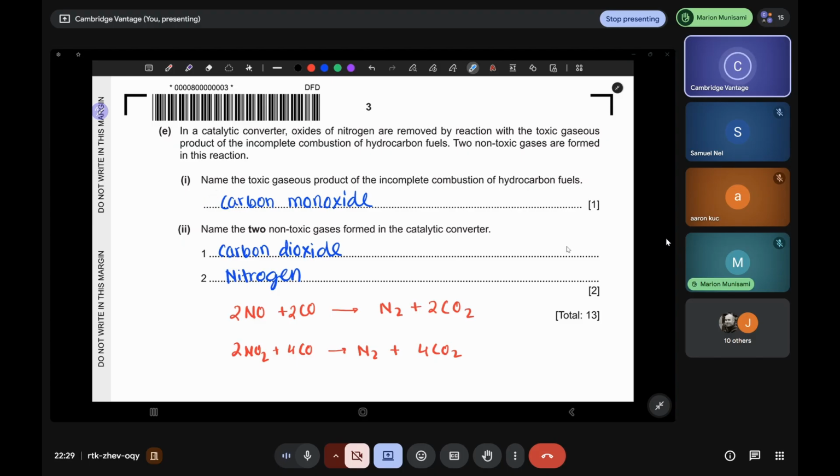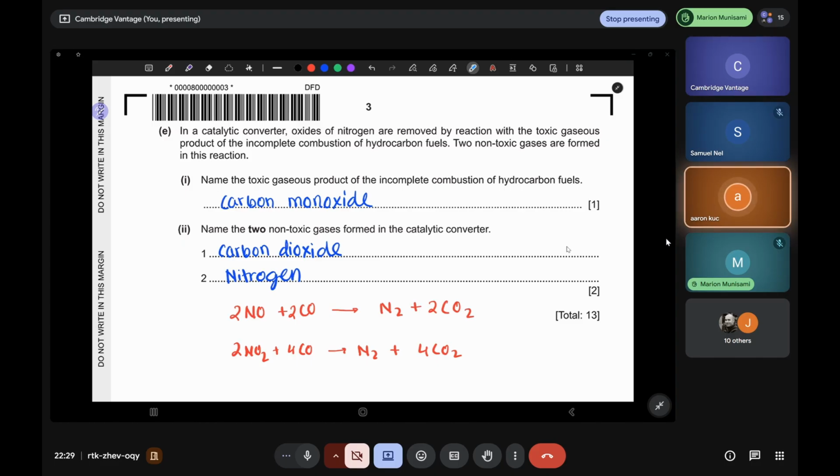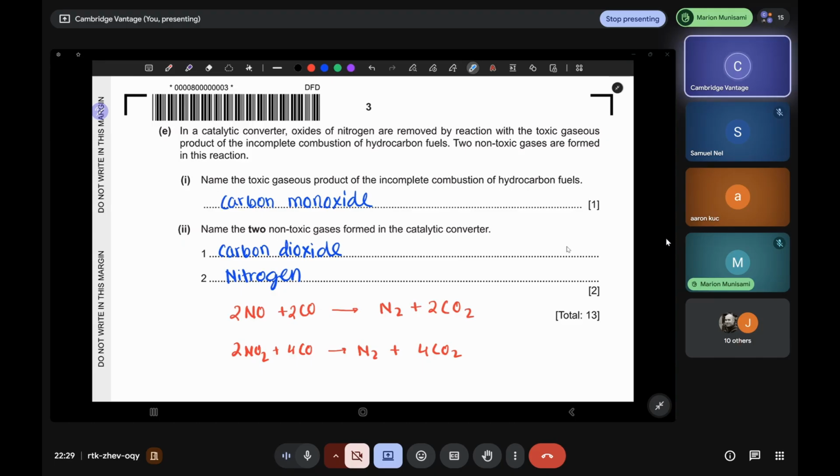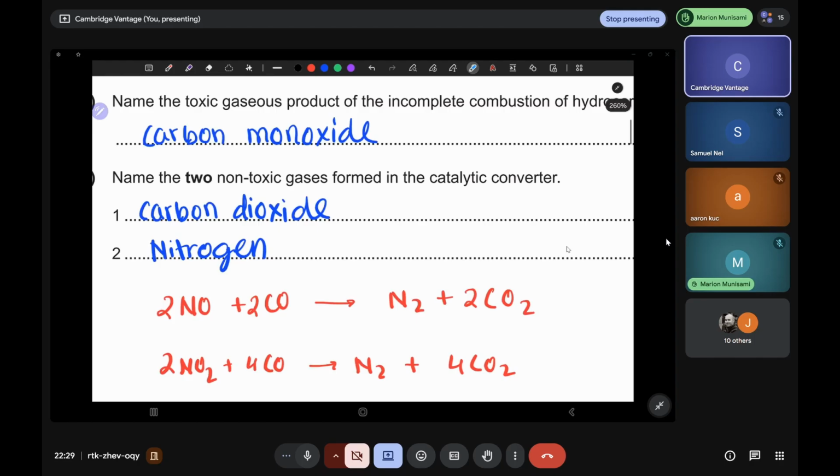Can anyone tell me what's the harmful effect carbon monoxide causes? It bonds to, doesn't it bond to red blood cells, which prevents oxygen? Exactly. You are correct. It bonds with the hemoglobin in the red blood cells, and it reduces the oxygen carrying capacity of your red blood cells. That is why it's a harmful or a toxic gaseous product. So that's the answer for that one.